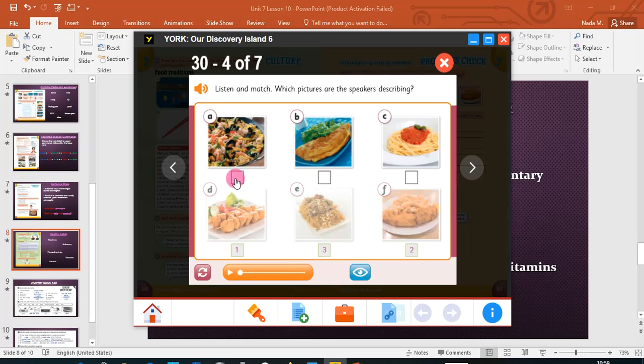Number 4 was the paella, cook some rice and add to it chicken and some seafood. And 5 was to cook the egg to make an omelette. And finally, he said boil some water and put the spaghetti in it. So this one, number 6, is the spaghetti.